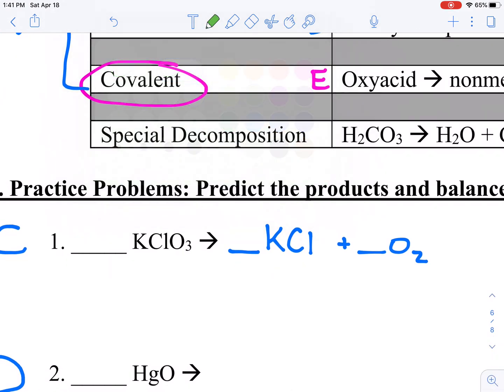You can certainly make your table if you so desire. I'm going to just simply realize that between 3 oxygens here and 2 oxygens here, the lowest common multiple is 6, so I'll eventually need a coefficient of 2 here, which means this needs to be 2, and we'd need 3 oxygens to finish the job.